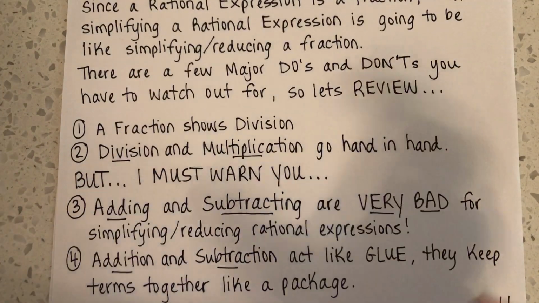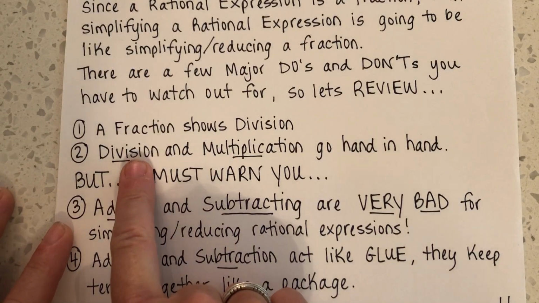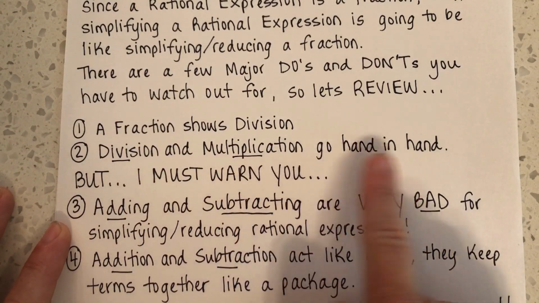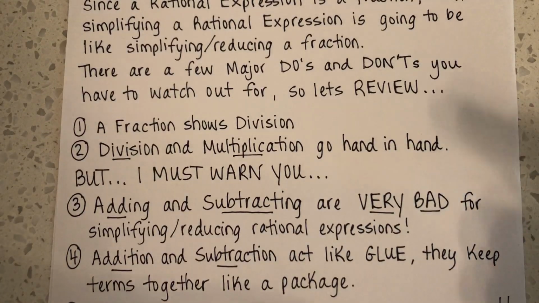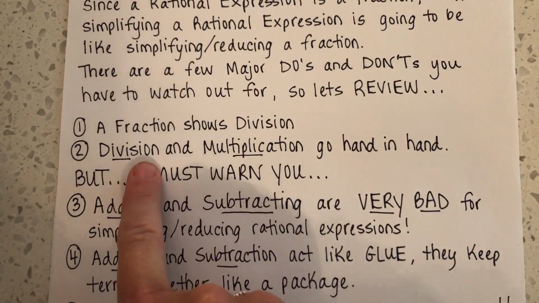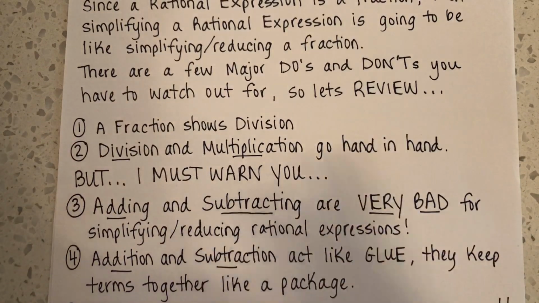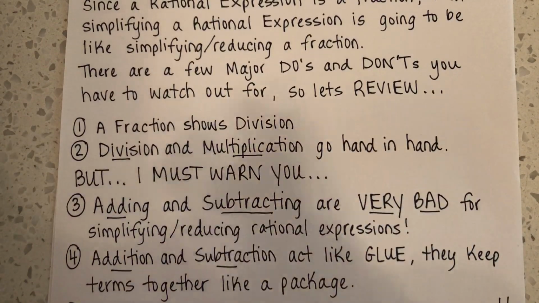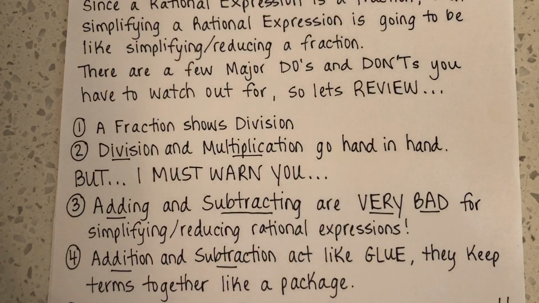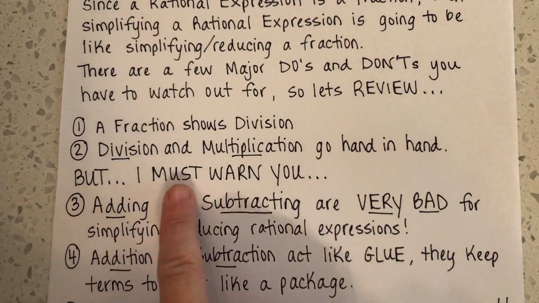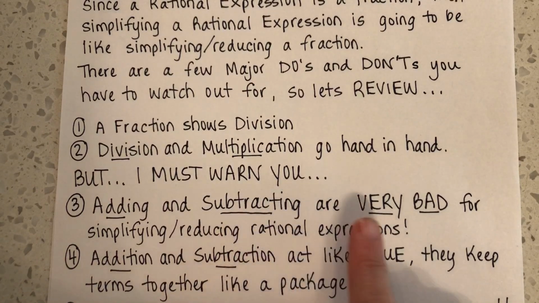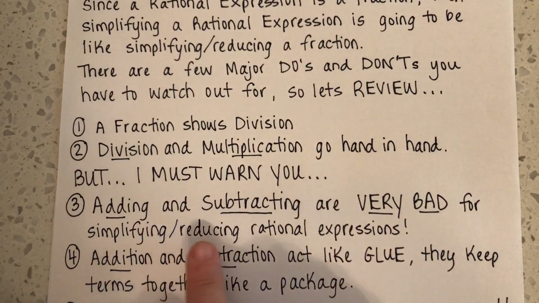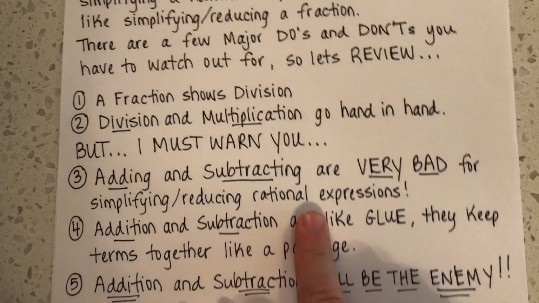Well, in math, certain operations go together. Division and multiplication go hand in hand. They are inverse operations, right? One will undo the other. And in fact, PEMDAS says you can do division or multiplication depending on which one came first, right? But it's not like you have to do this one first every time, all right? But I must warn you, adding and subtracting are very bad for simplifying or reducing a rational expression.